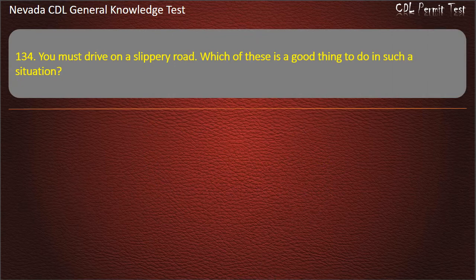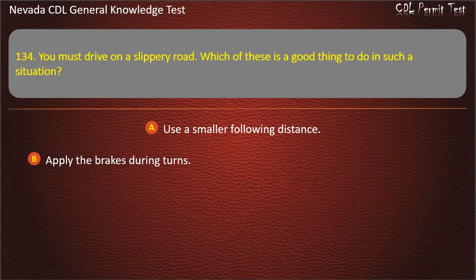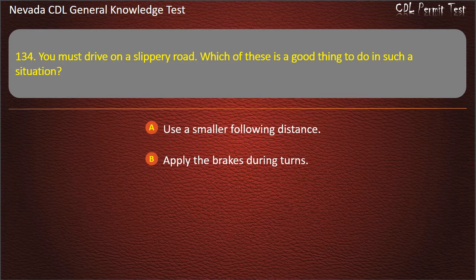Question 134. You must drive on a slippery road. Which of these is a good thing to do in such a situation? Use a smaller following distance. Apply the brakes during turns. Slow down gradually. Answer. Slow down gradually.